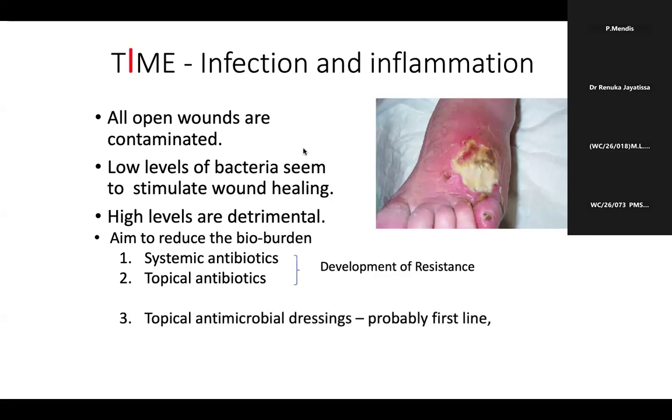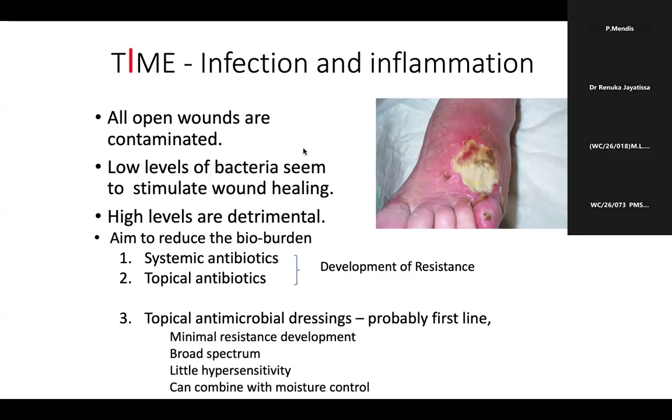We now know that there are topical antimicrobials that we can use. These are not antibiotics, they're antimicrobials. And they are useful because they cause very little resistance. They are able to tackle different kinds of bugs of a bigger spectrum. They can have some hypersensitivity, but you are also able to use them with different other properties. And we'll talk a little bit about that later on.